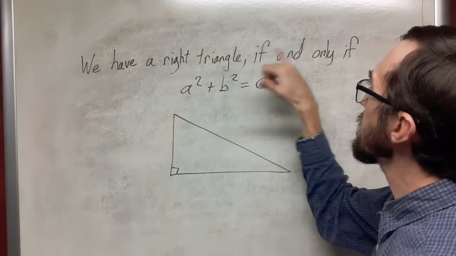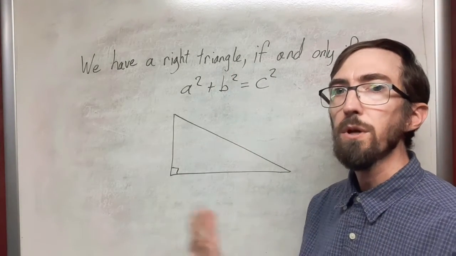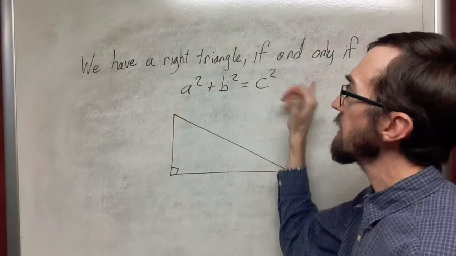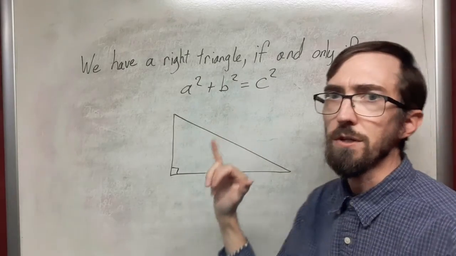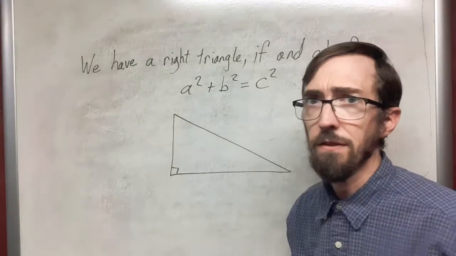We have a right triangle if and only if a squared plus b squared equals c squared. We could also state it as a squared plus b squared equals c squared if and only if we have a right triangle. So that's the first part, making the statement of the Pythagorean theorem.